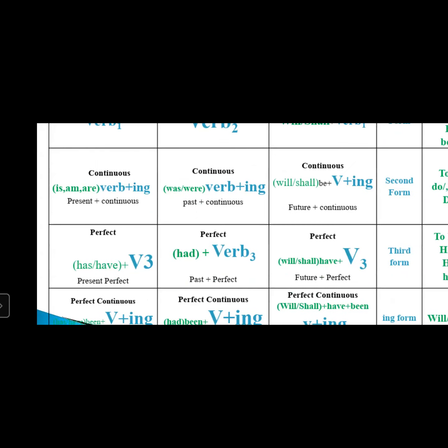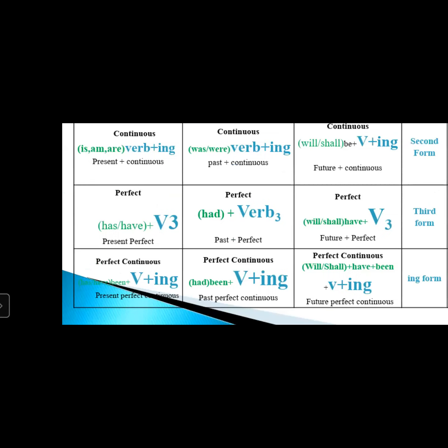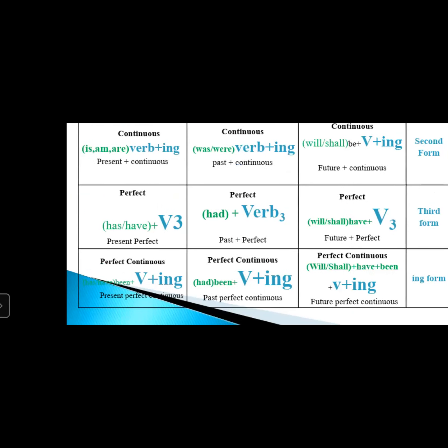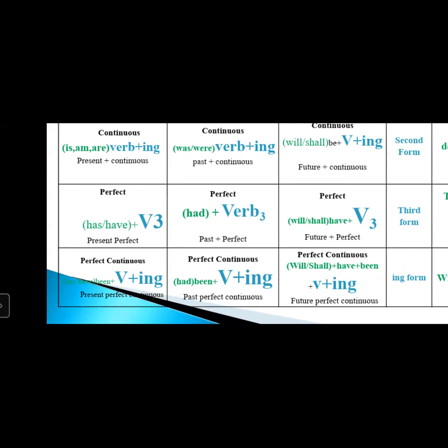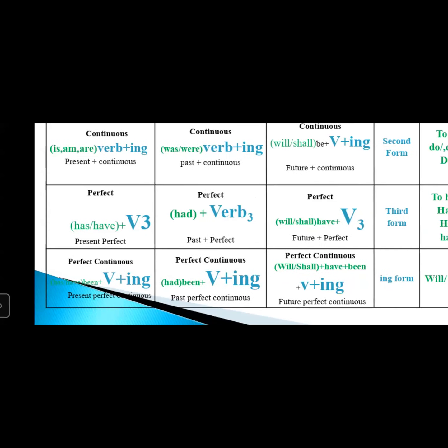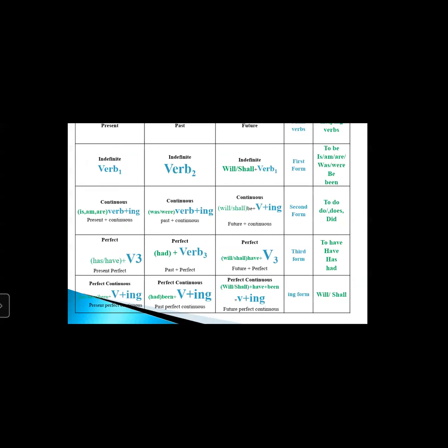Will, shall be. Similarly, perfect, present perfect, past perfect, future perfect. Perfect has verb 3, verb 3, verb 3. Present stands for have or has. Past stands for had. Future stands for will or shall. So this is what the main graph of this whole tenses.